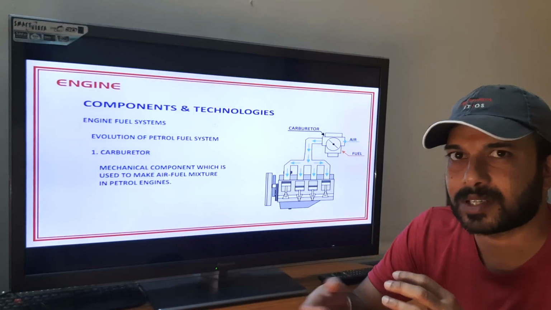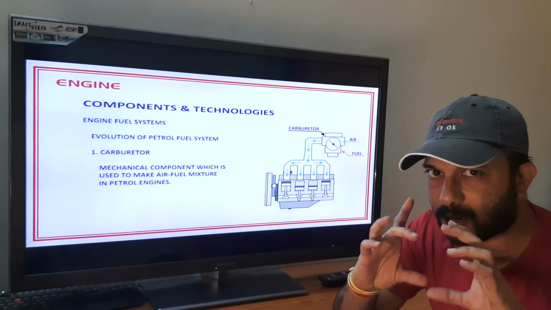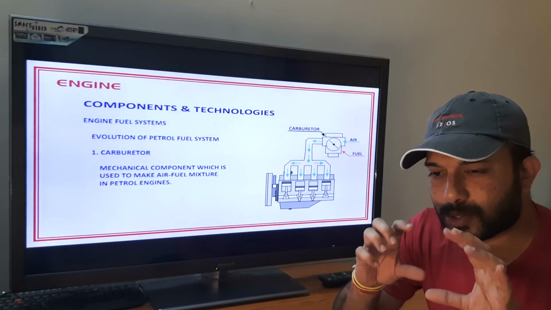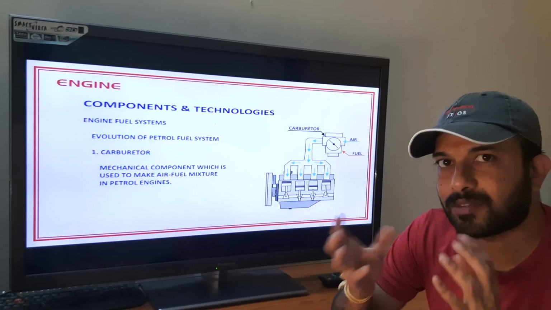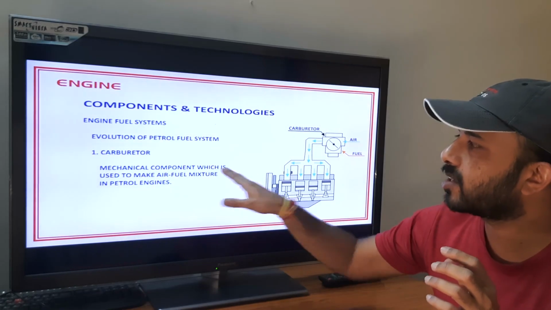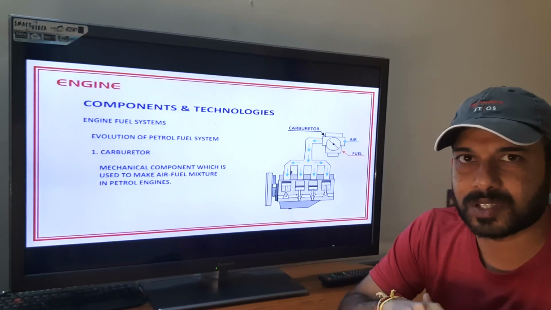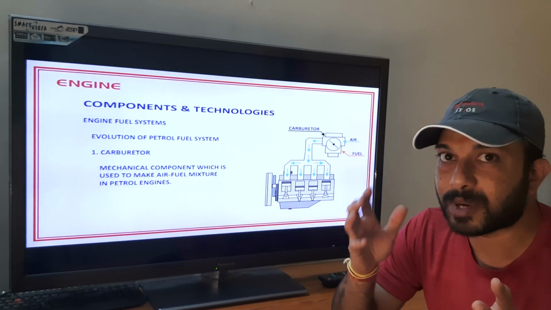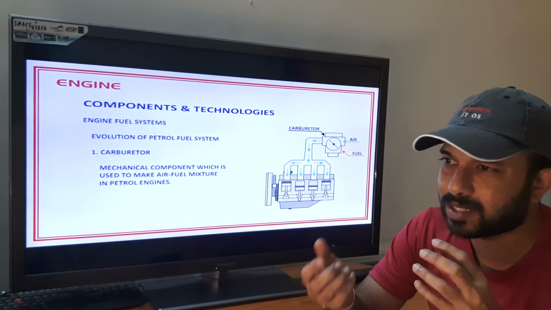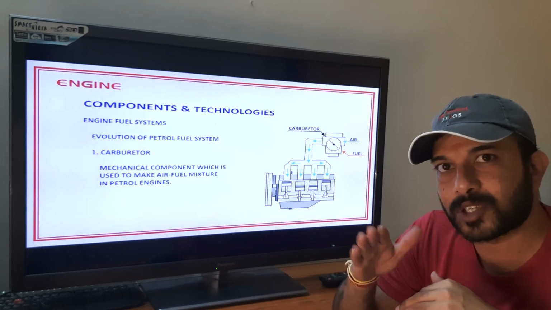You have seen the carburetor, right? In your bike you have one small bottle kind of thing just before the engine, right? That is the one. It will make the air fuel mixture. It is a mechanical component which is used to make air fuel mixture in petrol engines. That is called the carburetor, and it is mechanically controlled. There is no electronic thing, but the only thing is they will be having a throttle position sensor.